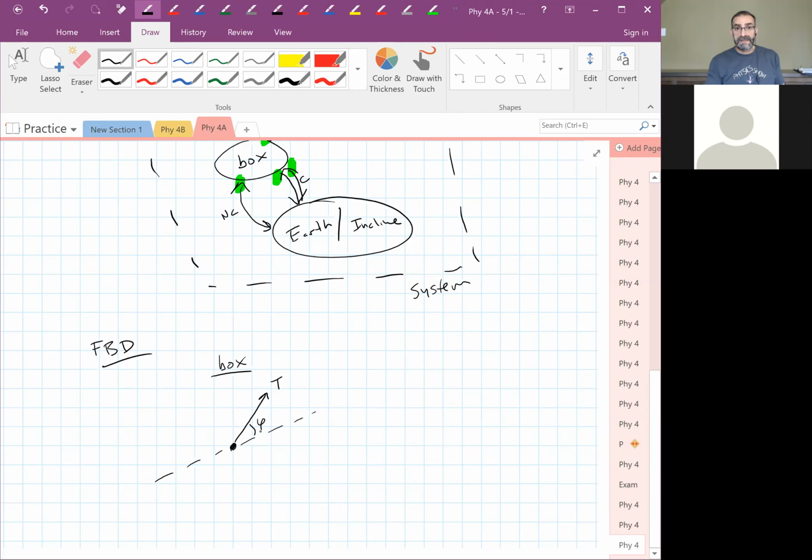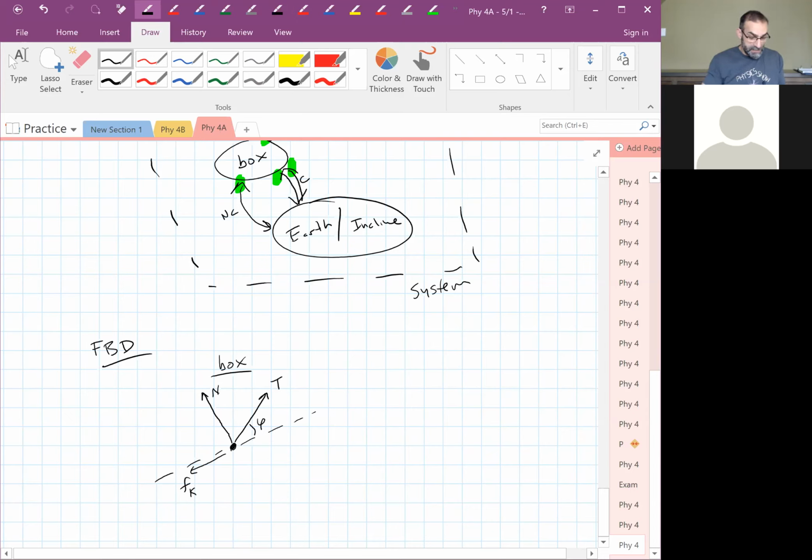The surface. And the surface we always break up usually, right, into two forces: a normal force, normal perpendicular to the surface, and a friction force. In this case it's kinetic friction because it's sliding up the incline, right?